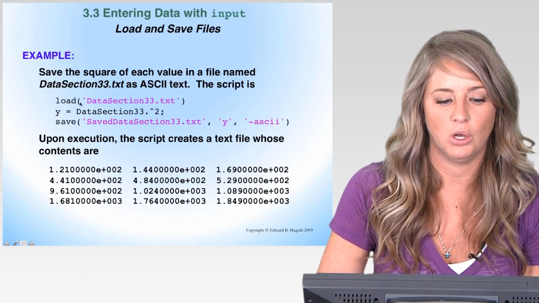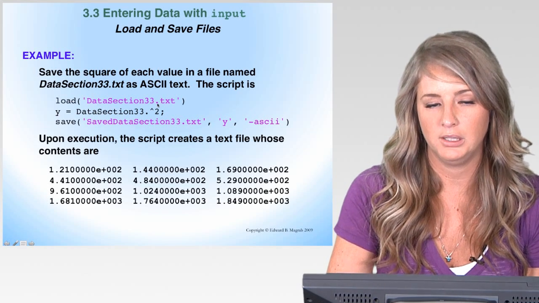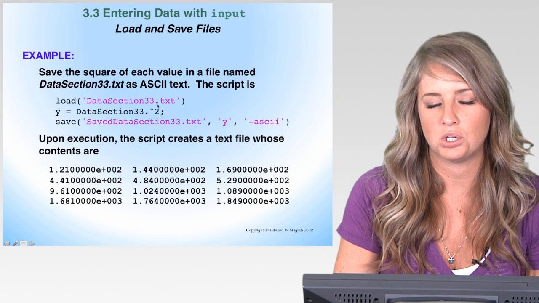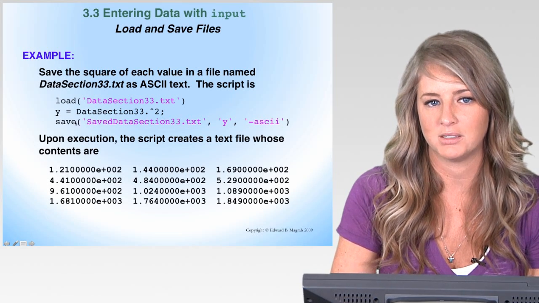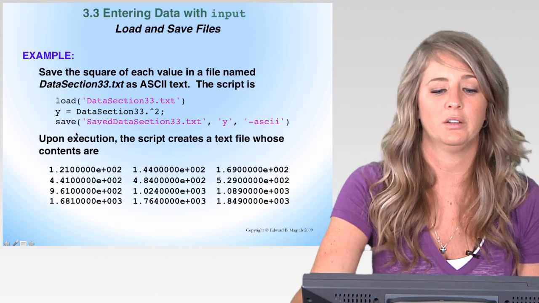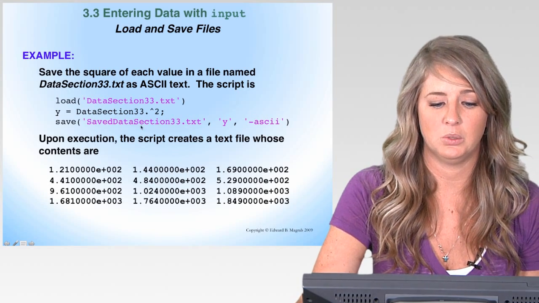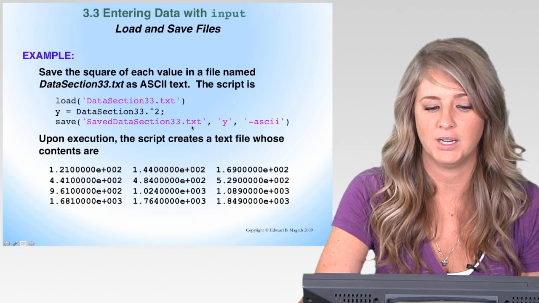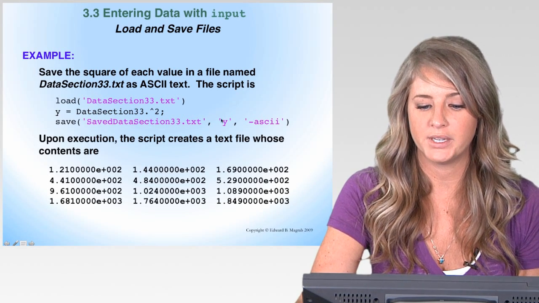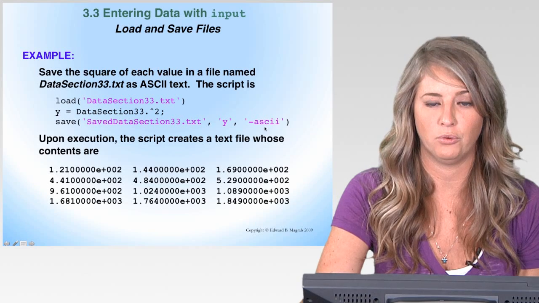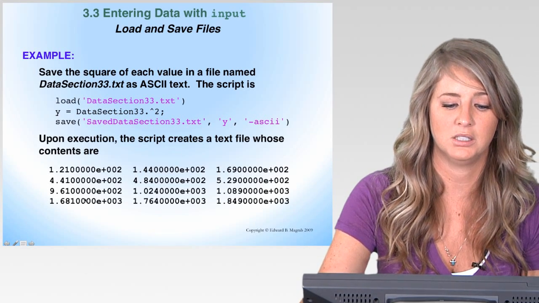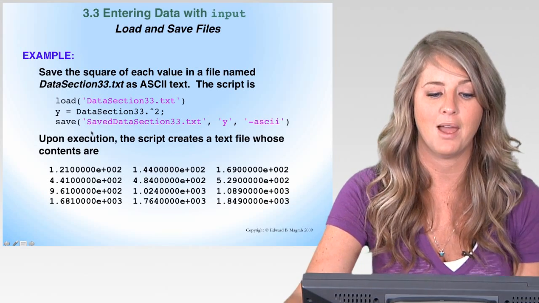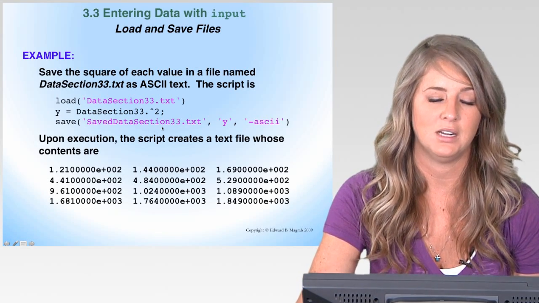So let's say that we load a file, that data section 33 again, and we're going to manipulate it to where we square each of those values within that text file. We can then save it directly from the command window, but this time, so we say saved data section 33, so that's what we're naming the file this time, and then the variables that we're saving, and then that ASCII format. And then when you execute the code, this will be the new matrix or the new data set that you have contained in this saved data section 33.